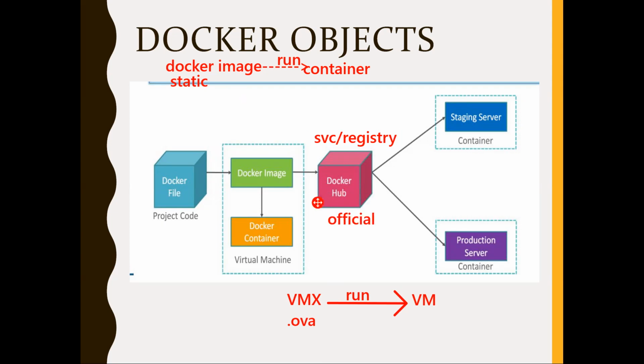Let's suppose you need an Ubuntu image. It's already there. Suppose you need a CentOS Docker image. It's already there. Or you need an image with Tomcat. It is already there. You can download and use those. Means you download the image, run it, you get a container.